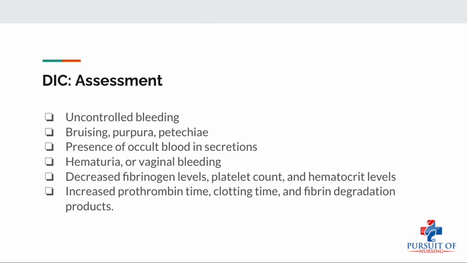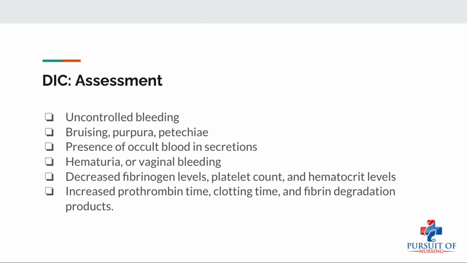So assessment findings for DIC, of course, they're going to have uncontrolled bleeding. You're going to see bruising, the presence of occult blood and secretions, hematuria or vaginal bleeding. They're going to have decreased fibrinogen levels, decreased platelet count, and decreased hematocrit levels. And they're going to have increased PT, clotting time, and fibrin degradation products.